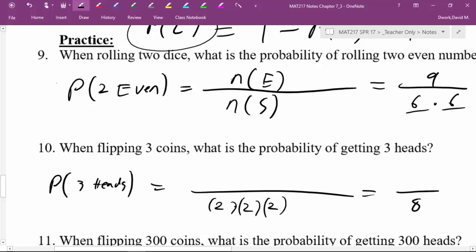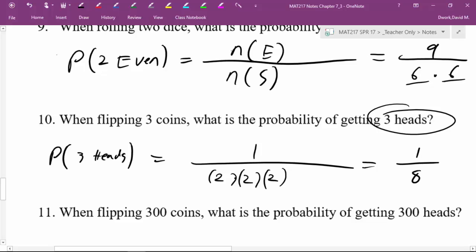Now, the event, getting three heads. How many ways are there for me to get three heads? Well, there's just one way. I have to get heads, heads, heads. The penny has to be a heads, the nickel has to be a heads, the dime has to be a heads. That's it. So therefore, the probability is 1 out of 8. All right, I hope you got that.